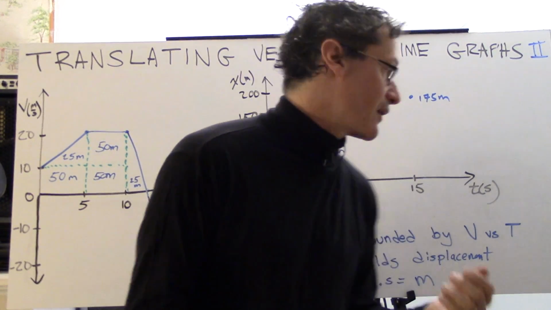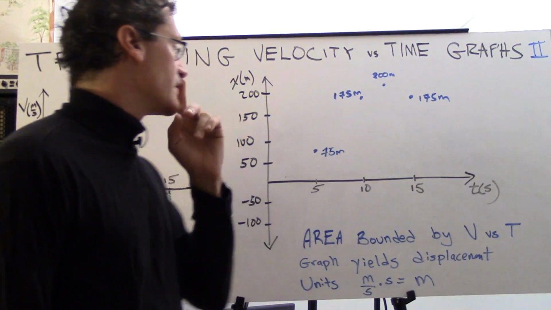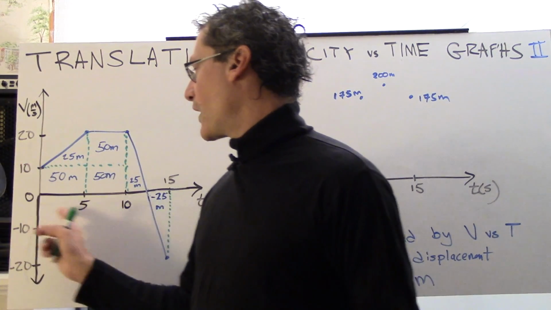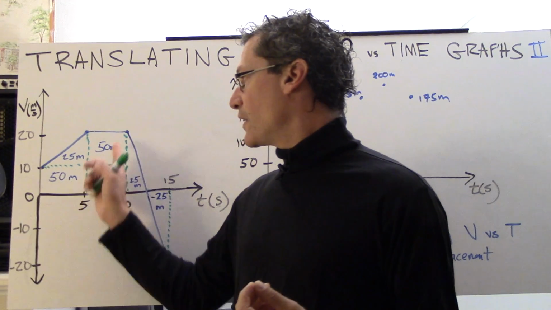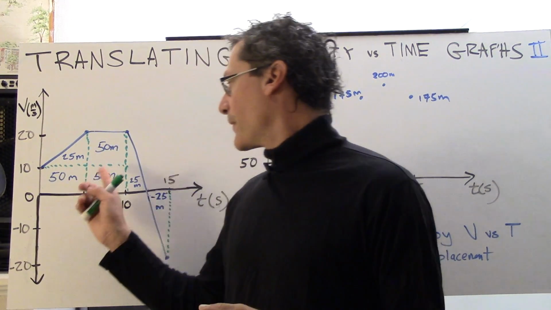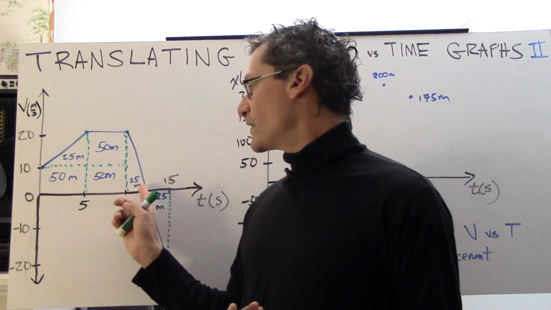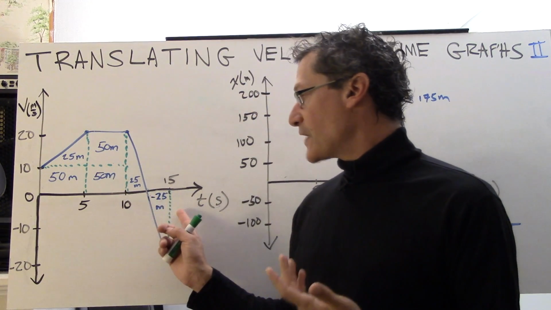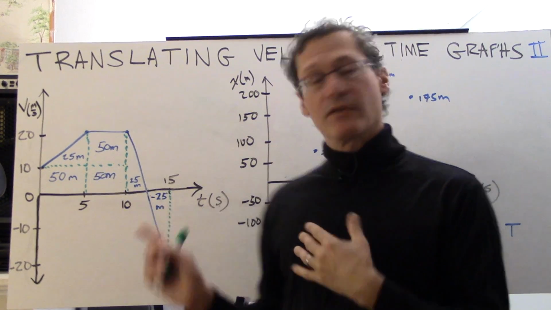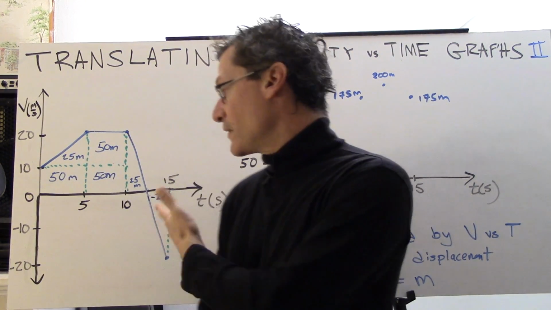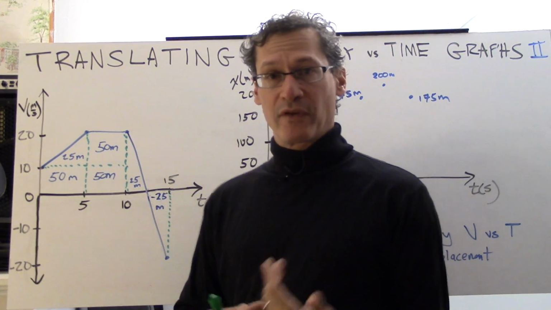So translating it here, what I've done is dotted each of the spots. 75 meters is as far as we go from 0 to 5 seconds. Then we go 100, so we're at 175. And then we go 25 more, which is this triangle, up to 200. And then because of this negative area, negative 25 meters, we'll go backwards 25 meters. This is, again, the area represents displacement from previous position.